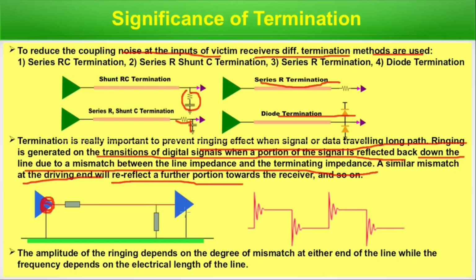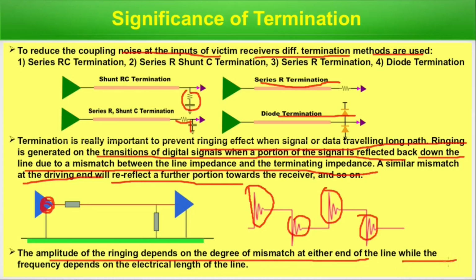This keeps on happening. This creates the ringing effect, and it gives an oscillation-like structure to the waveform. That's not desired. The amplitude of the ringing depends on the degree of mismatch at either end of the line, while the frequency depends on the electrical length of the line. So how much it's mismatched determines the amplitude of the ringing. So we are done with the slide. Now let's move to the next slide.